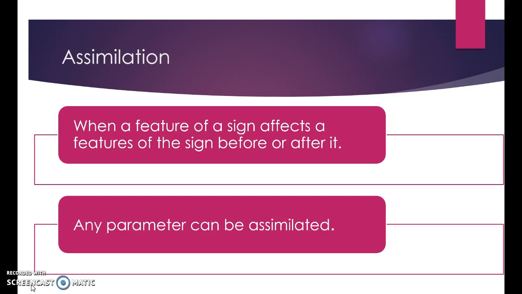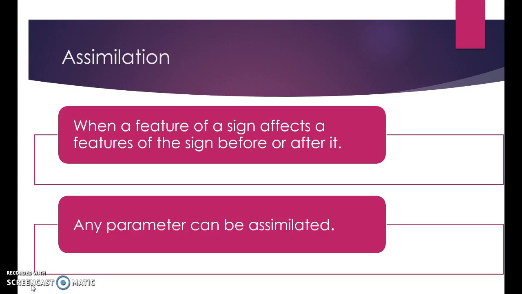If I know that I'm going to sign the sign mother and then think, then rather than sign mother right in the middle of the chin, I might sign it over to the side slightly. And that's because I know that the next sign, think, is going to be at the temple on the side of my head. And so the location of the sign mother is assimilated or changed just a little bit because of the sign that's going to come after it, the sign think.